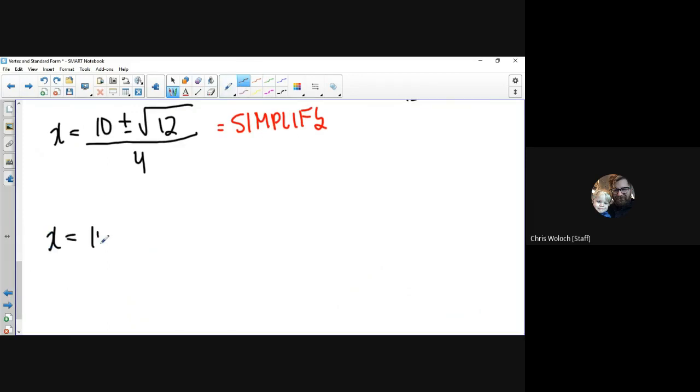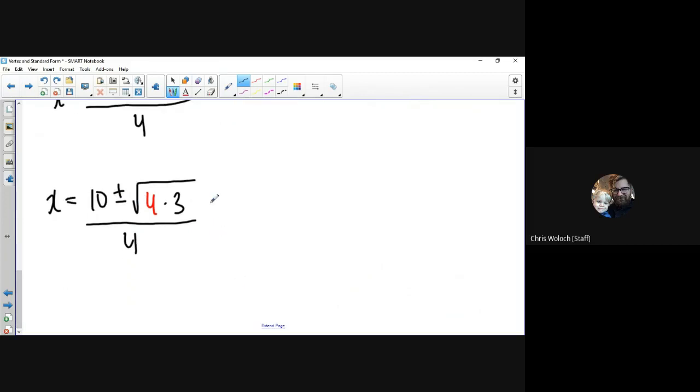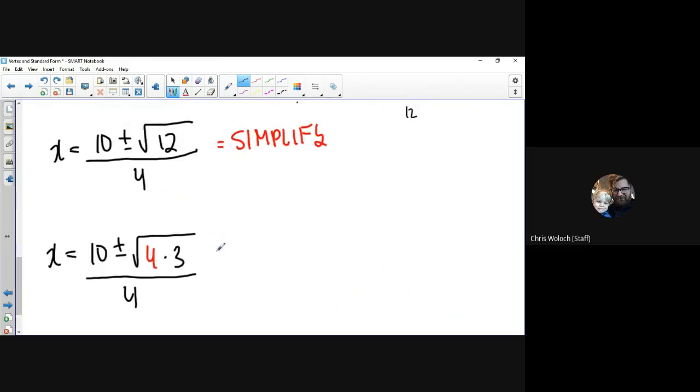So x equals 10 plus or minus. So again, 12 can be written as 4 times 3, and then I'll just write this way: 10 plus or minus, the square root of 4 comes out, right? So that's 2 times the square root of 3, all over 4.